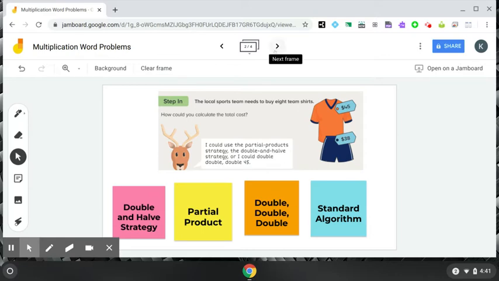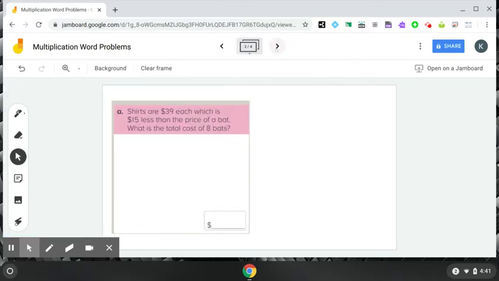Let's take a look at some examples from your student page today, your actual assigned work, and let's go about setting them up together. Because when we read a story problem, we need to think about what it's saying and set it up to make sure we're doing the math that's needed. In this first problem here, it says shirts are $39 each, which is $15 less than the price of a bat. What is the total cost of 8 bats?